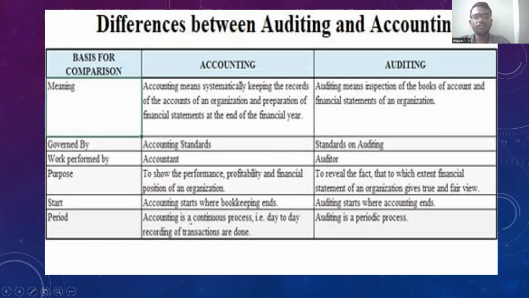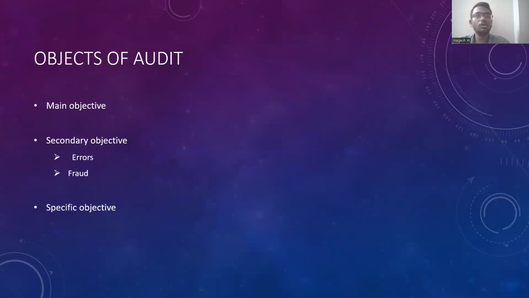So the period of accounting is a continuous process, whereas auditing takes place once the accounting has been completed. So this is the basic difference between accounting and auditing. Next, we're going to see objects of auditing. Objects of auditing are further divided into main objective and secondary objective. Secondary objective is further classified into errors and frauds, and specific objective.